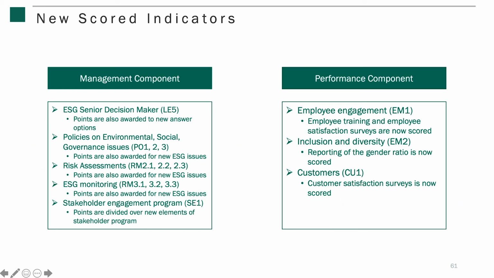There are some indicators that are newly scored and some indicators where the scored metrics have changed. In the management component, new answer options in LE5 and new ESG issues in the policies and risk management indicators are awarded points. Under the stakeholder engagement program, points are divided over new elements of the program. In the performance component, the indicators on employee engagement, inclusion and diversity, and customers are now scored.